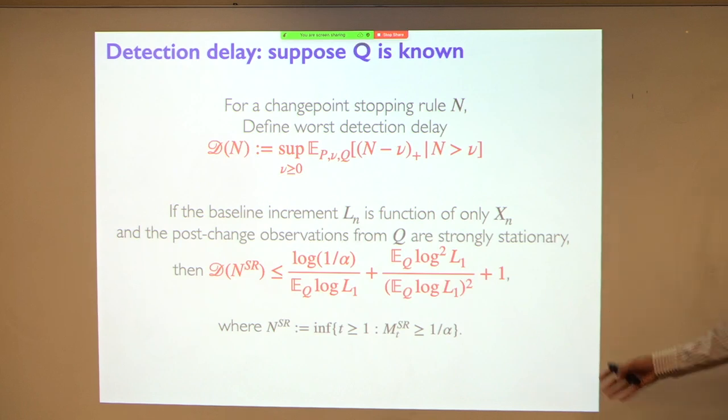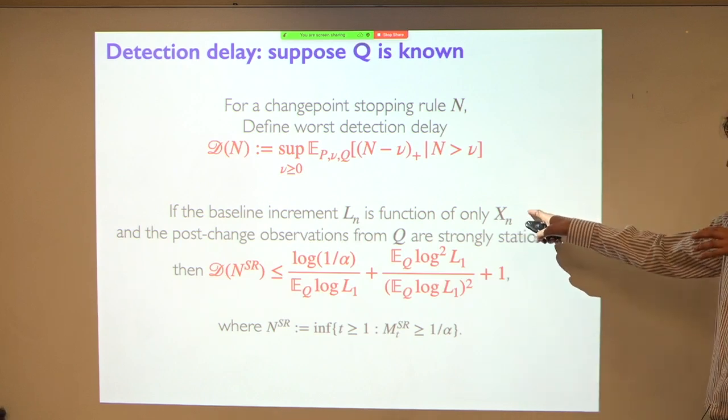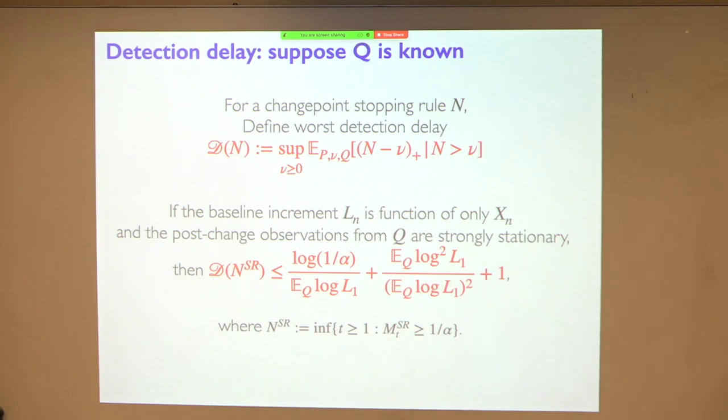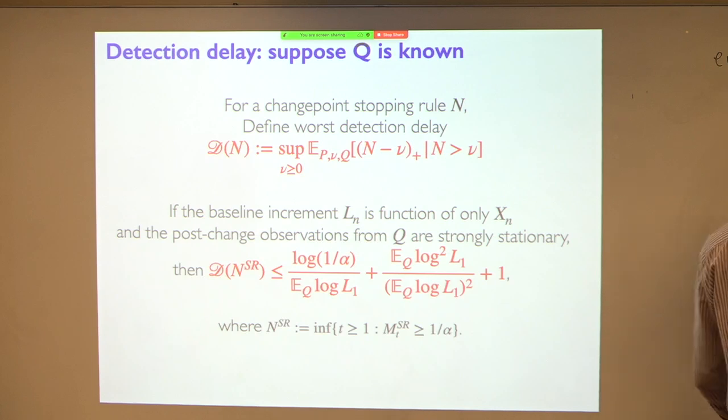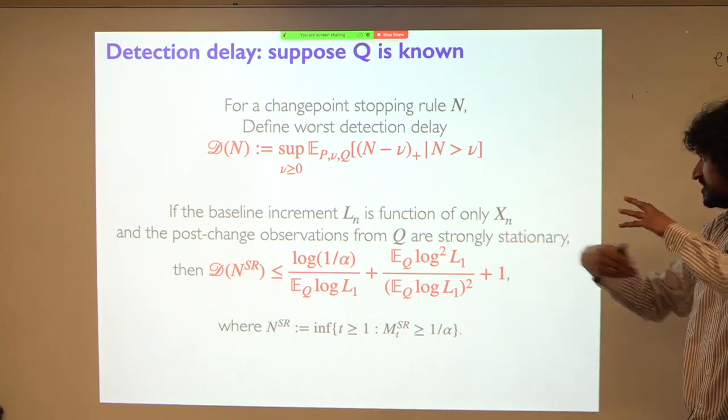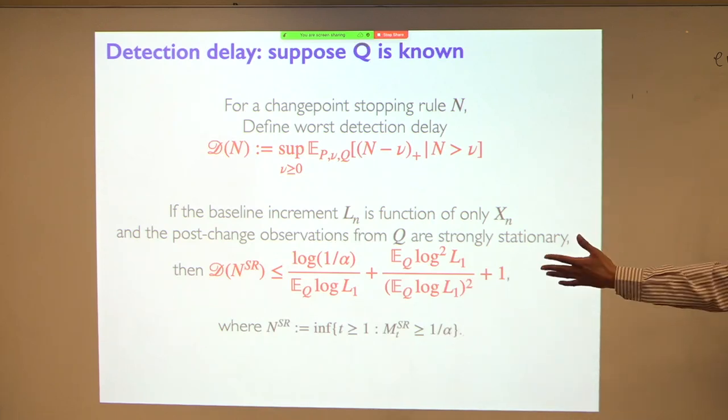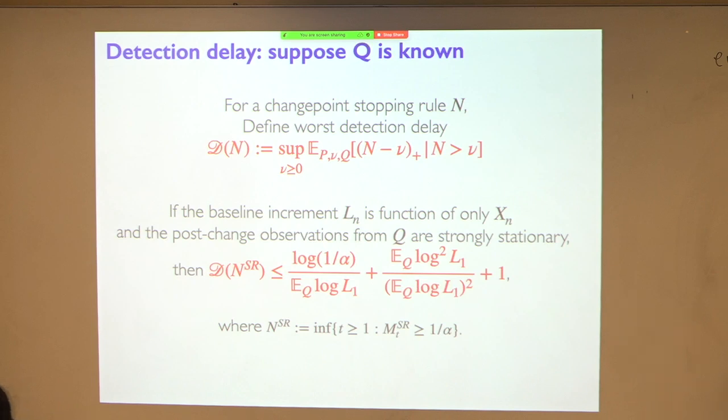Here's a simpler version of the statement. Suppose our baseline increments, meaning the underlying E-process that we are using, is just a product of l_n. Suppose the E-process looks like this, and l_n is only a function of x_n, like 1 plus lambda times x_n minus mu or something like that. And suppose the post-change observations from Q are strongly stationary, let's say IID for simplicity, just to look at the expression for the detection delay. Then the detection delay for the Shiryaev-Roberts procedure, which is the first time at which our E-detector crosses 1 over alpha, has this nice expression, which is kind of what it should look like.